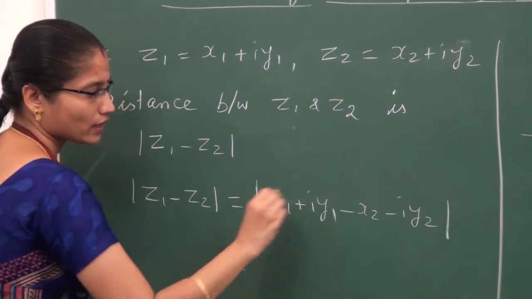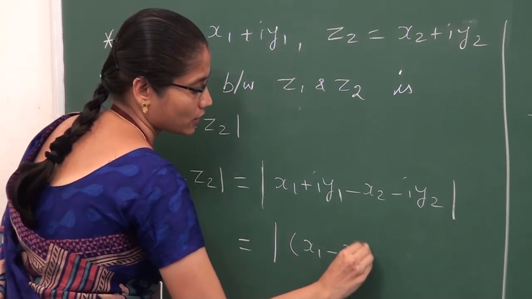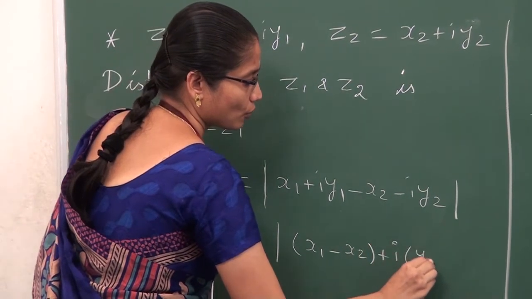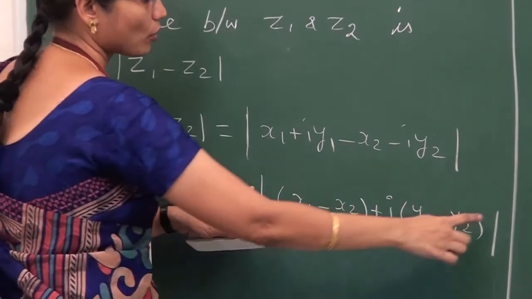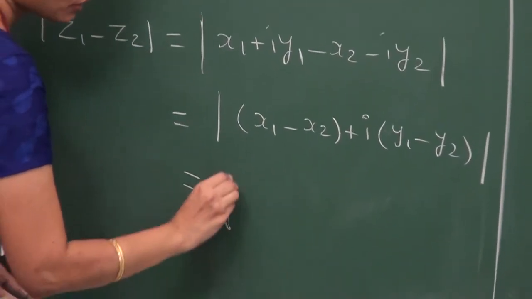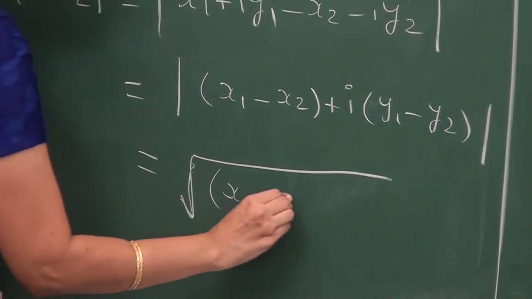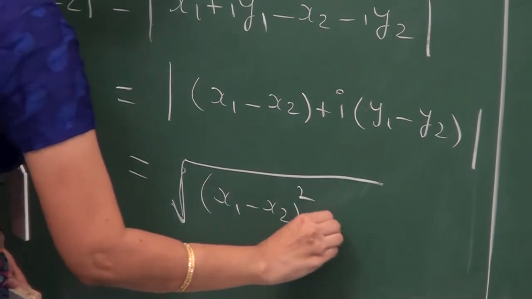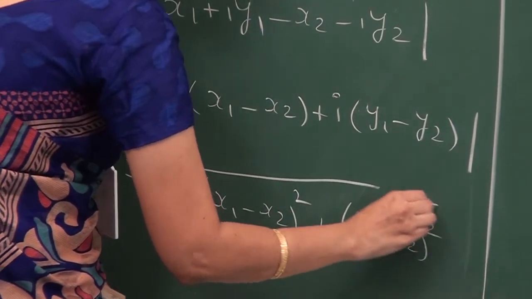Now collect the real and imaginary parts separately. It is x1 minus x2 plus i into y1 minus y2. Now it's a complex number. So the modulus of a complex number, according to the definition, is nothing but root of the square of the real part, that is x1 minus x2 the whole square, plus the square of the imaginary part, y1 minus y2 the whole square.